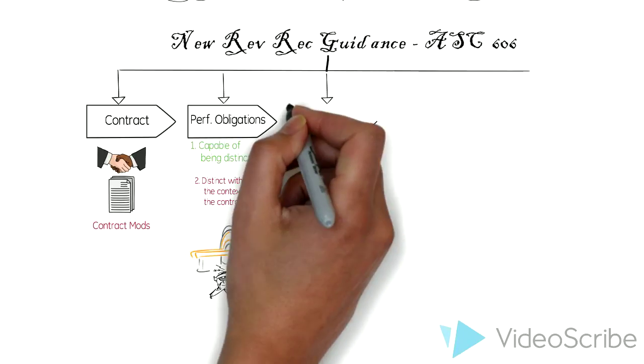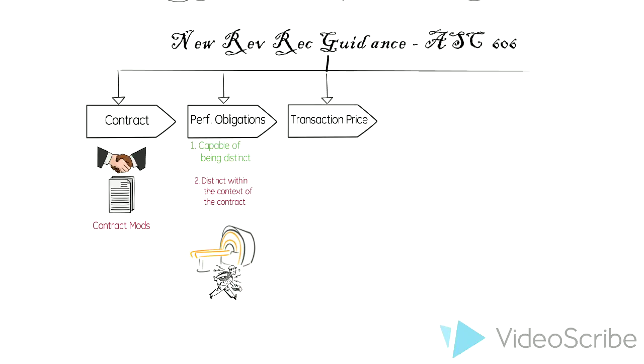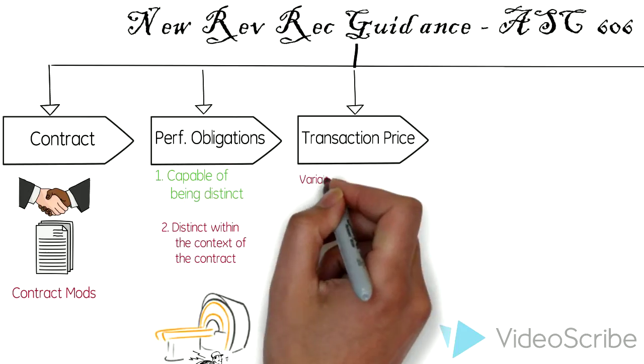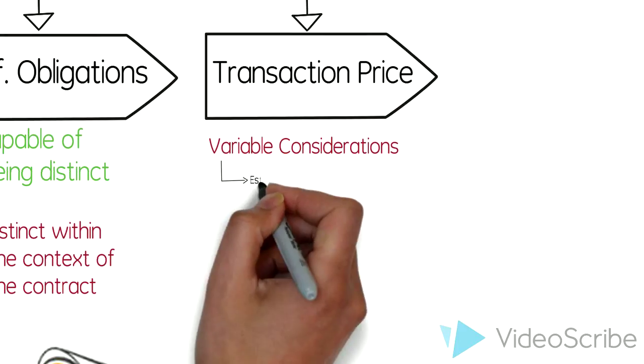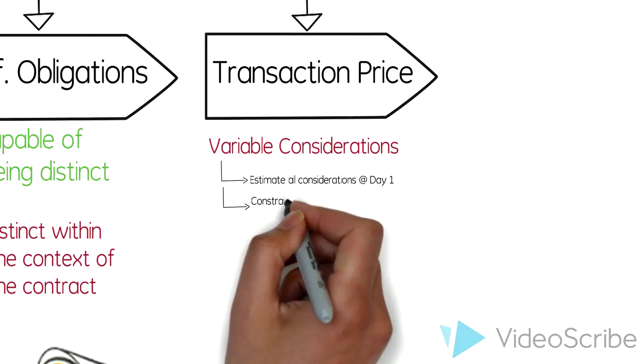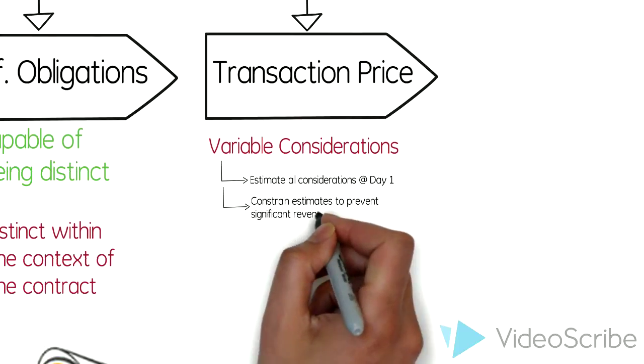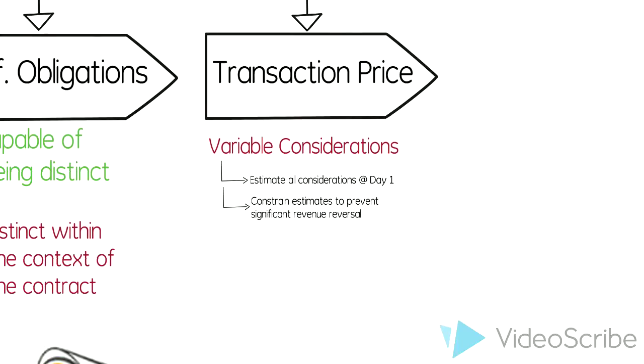Step number 3. Determine the transaction price by finding the total amount of consideration expected from the customer. This involves estimating all the variable considerations in the contract on day 1 and also constraining them to the extent that a significant revenue reversal in the contract is not probable.